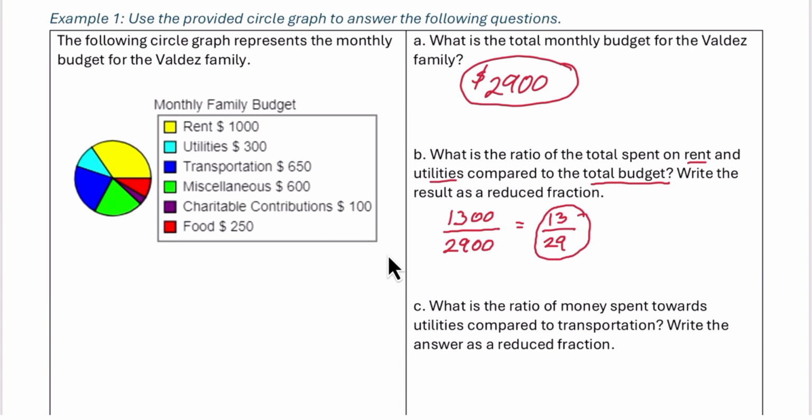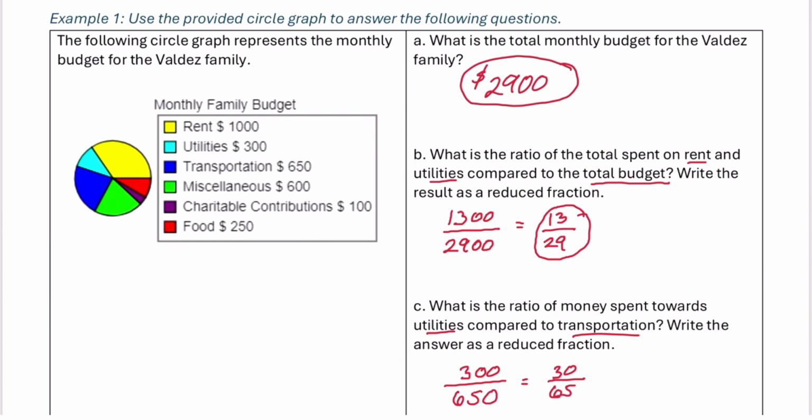In part C, what is the ratio of money spent towards utilities compared to transportation? Write the answer as a reduced fraction. Utilities compared to transportation. Utilities, we can see, is 300. And we want to compare that to transportation, which we can see is 650. Similar to what we did in the previous example, we can remove one of the zeros. We'll divide both by 10. This will give us 30 divided by 65.